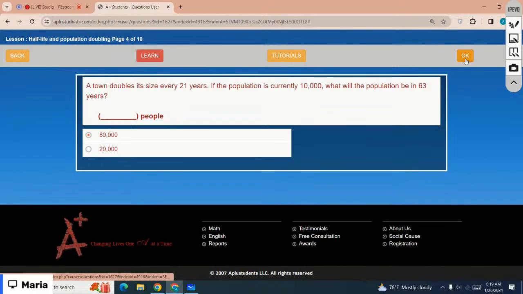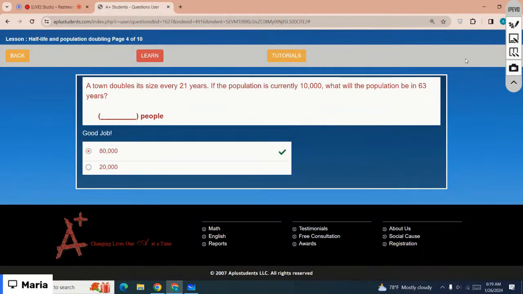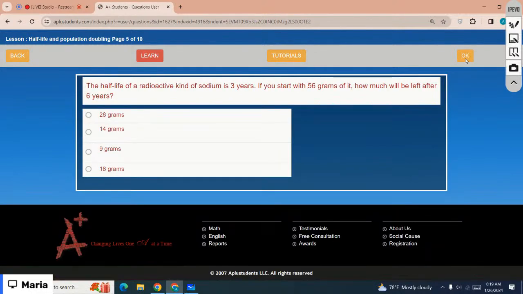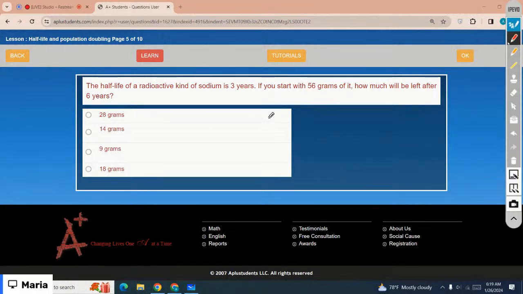Okay, let's just do the next one. The half life of radioactive sodium is 3 years. If you start with 56 grams of it, how much will be left after 6 years? So its half life is 3 years. 6 equals 3 plus 3. That means in 6 years you have two half lives. So 56 divided by 2 times 2, that is 56 divided by 4. So which is the correct option?